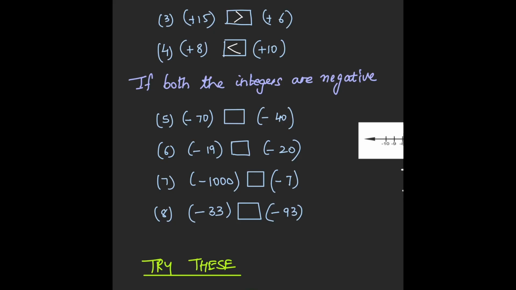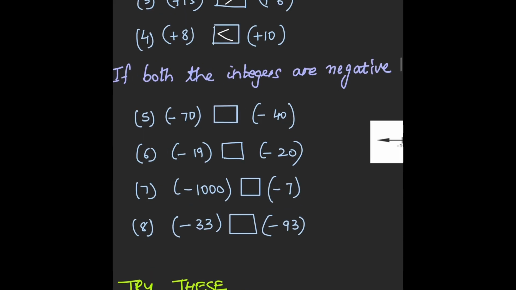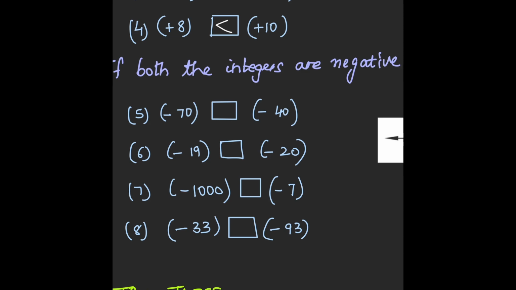Now, both the integers are negative, so let us do this one. Minus 70, minus 40. Minus 40 is the greater one. Minus 19, minus 20. 19 is the greater one because both have the negative signs. Remember that. Minus 1000 and minus 7. Minus 7 is greater than minus 1000. Minus 33, minus 93. Minus 33 is greater than minus 93.